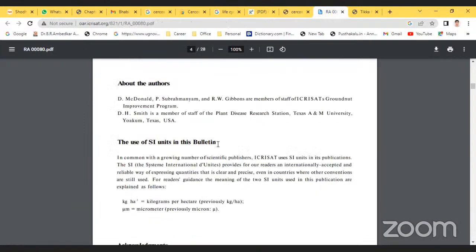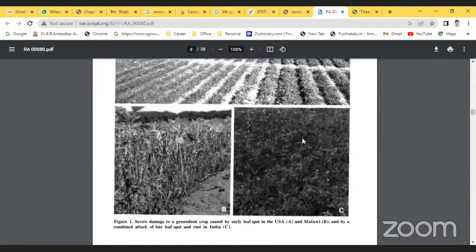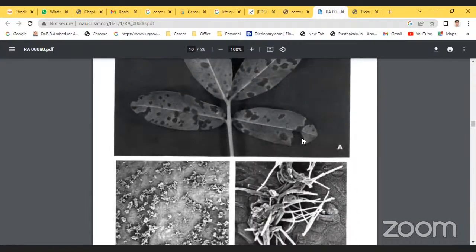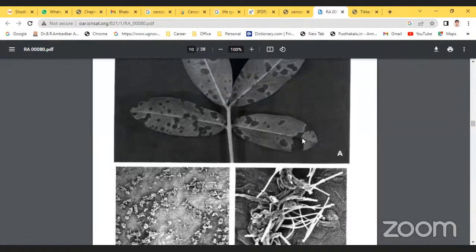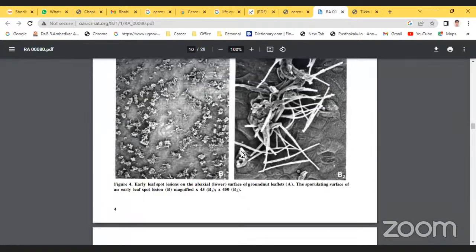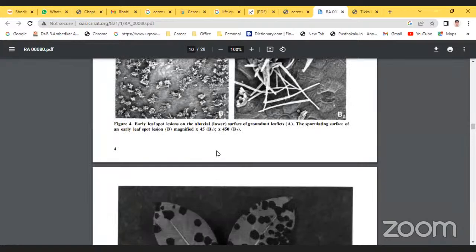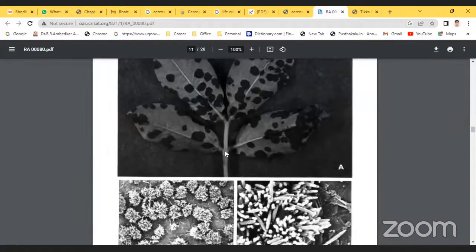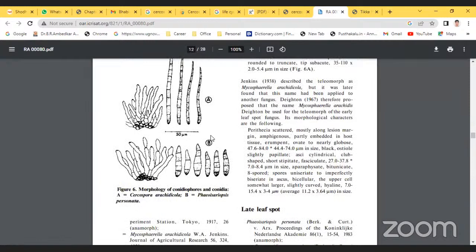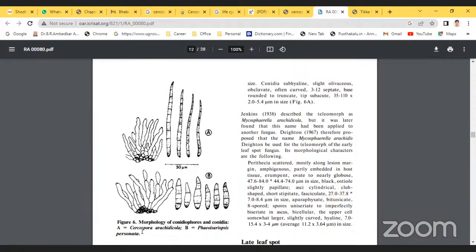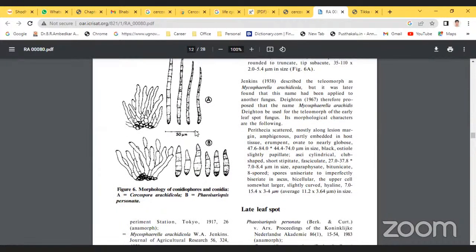Next, this is groundnut leaf spot, also called early leaf spot. It is the abaxial surface of the groundnut leaflets. How is it going on? These are the structure of conidia, the morphology of conidiophores and conidia. The lower part, for example, A is the Cercospora conidiophores. This one is unbranched. This is the conidia.